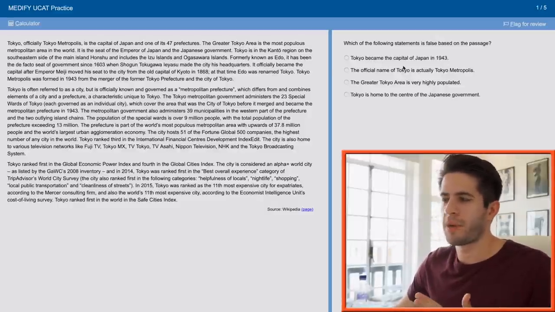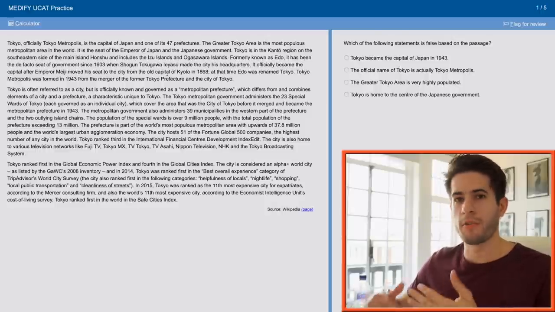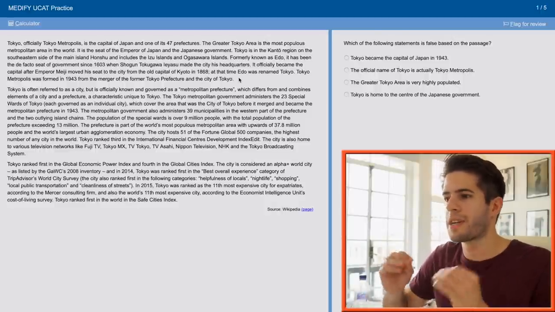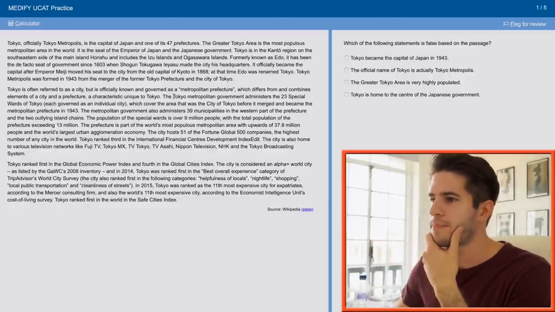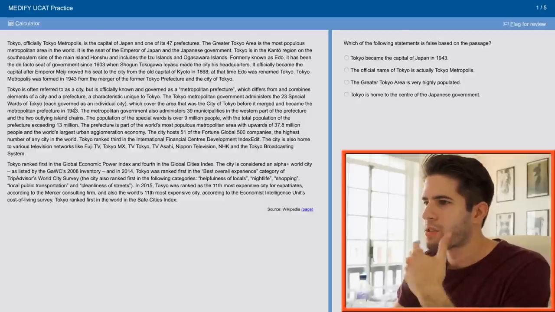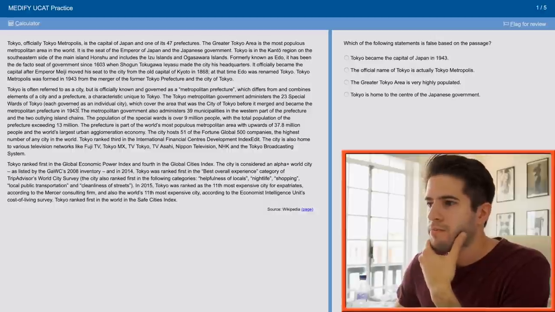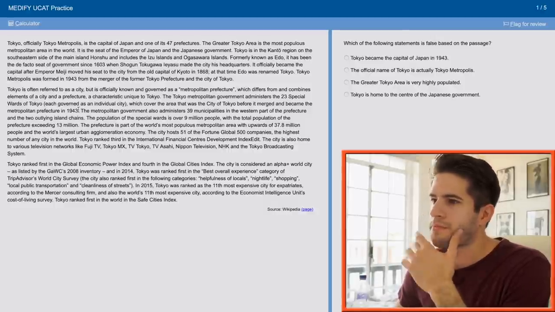Tokyo, capital, and Japan are not the most unique aspects of this. They're probably going to be talked about in many different places in this paragraph, but the word 1943 is likely to be unique and only come up once. So that's what I'm going to quickly scan for. And I find it right here. So let's read the sentence that's involved. Tokyo administers 23 wards, and the city emerged and became the metropolitan prefecture in 1943. Does metropolitan prefecture mean the capital?